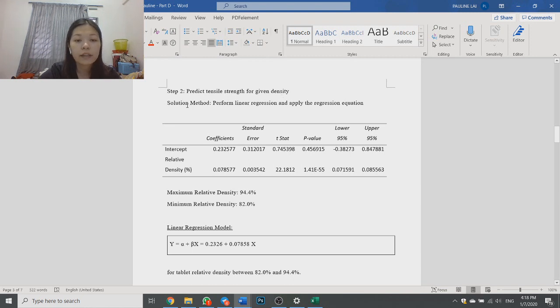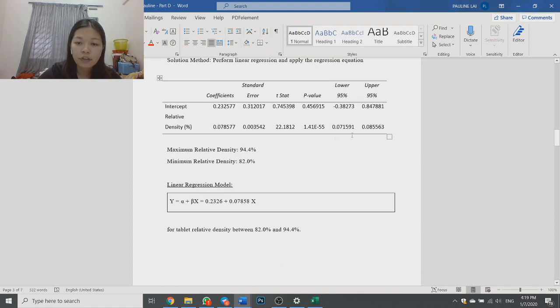The solution that I take is that I'm going to perform the linear regression and apply the regression equation. According to this data extracted by data analysis, we have done this linear regression equation here. The equation is y equals alpha plus beta x. So the equation that we have is y equals 0.2326 plus 0.07858 x.